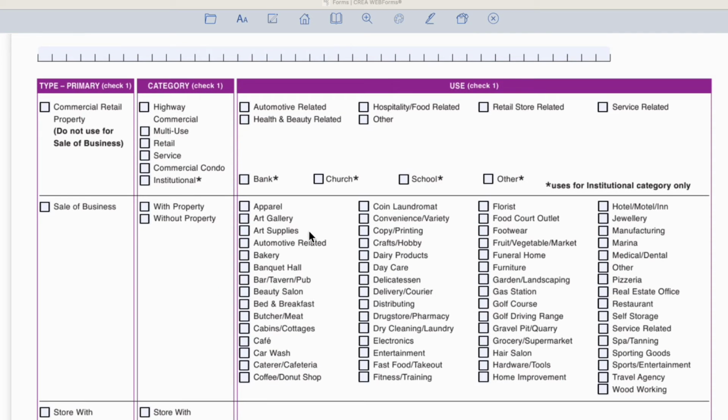And then going back to the use, right? Yes, sir. Whether it's automotive, hospitality, retail store related. Yeah. So in this case, fill that in. Would you go into, let's say, the subcategories here, ideally? Apparel, art gallery, or would you just leave it? No, but I would make sure I got a copy of the site-specific zoning, so the use, you've got the use there, and you can present that use as part of your information package to a potential tenant.